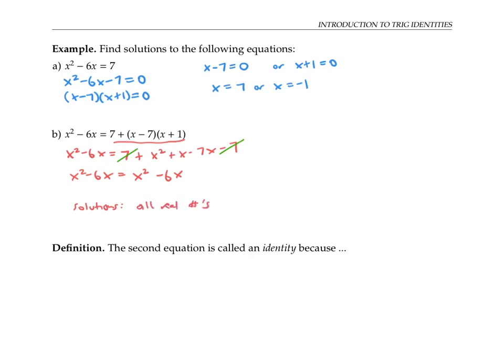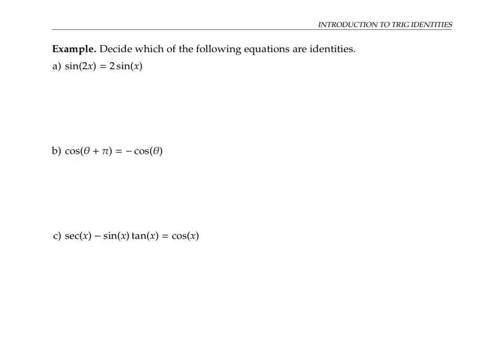This second equation is called an identity because it holds for all values of the variable. The first equation, on the other hand, is not an identity because it only holds for some values of x and not all values. Please pause the video for a moment and try to decide which of the following three equations are identities. That is, which of these equations hold for all values of the variable. To start out, you might want to test them by plugging in a few values of the variable and see if the equation holds.